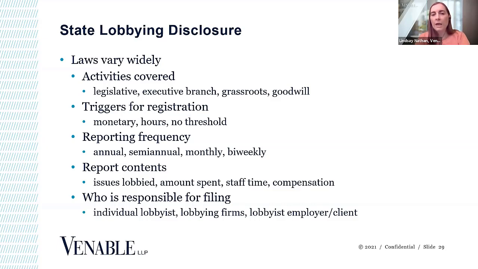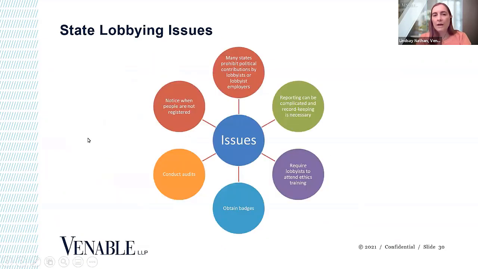When you're thinking about your lobbying disclosure and compliance activities, another plug for the timesheets. To the extent that you have staff who are lobbying on the state or local level, you definitely want to make sure that they are keeping track of their time so that you have a way to track it and report it.